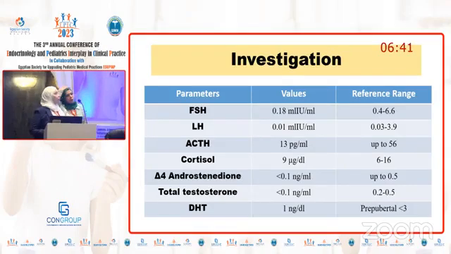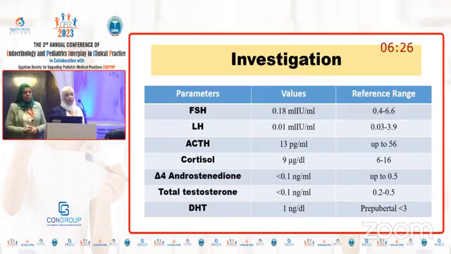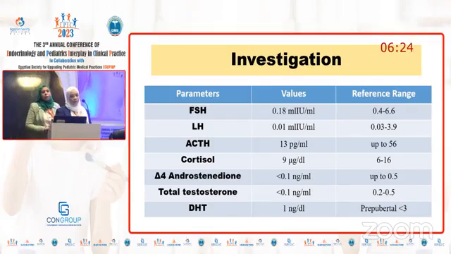We started to do his basal androgens and FSH and LH. His FSH was 0.18, which is low. LH was 0.01, which is also low. STH and cortisol were normal. Delta 4 androstenedione is less than 0.1. Total testosterone is less than 0.1, which is low. DHT was 1, which is also low.